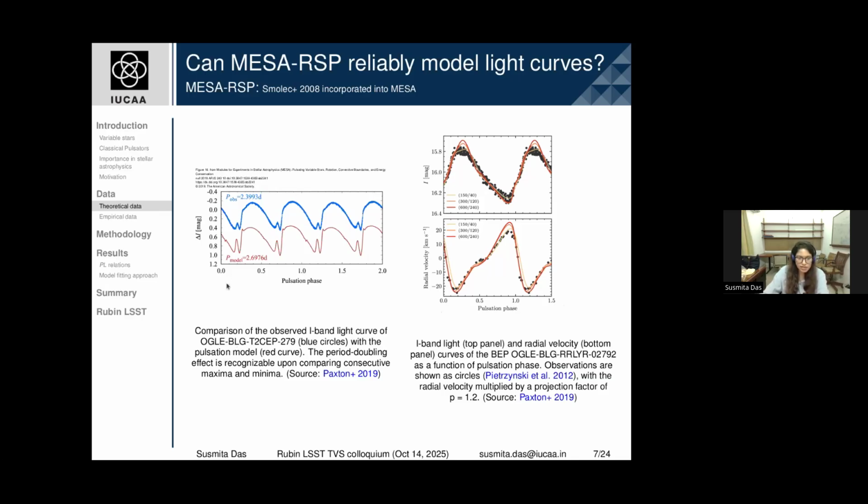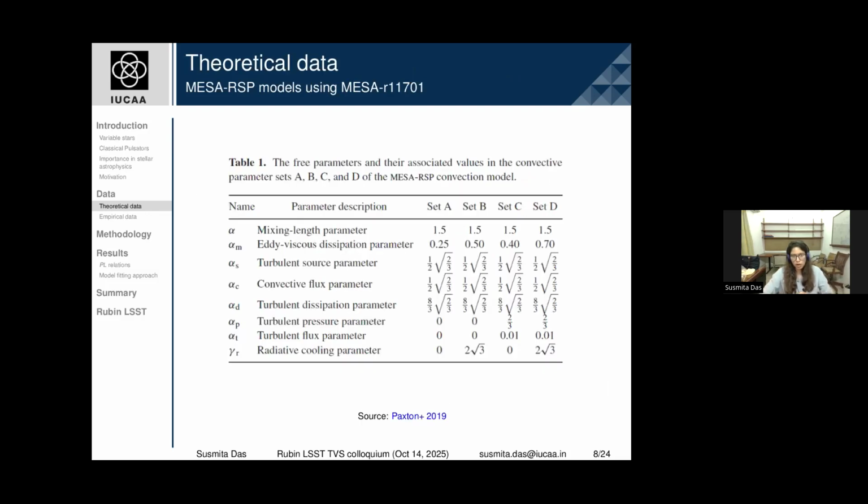Next, we see a type 2 Cepheid in the bulge. And once again, the blue is the observed and the red is the model. The model seems to do quite a good job, even while trying to capture the bump structure at the right phase location. So now with this, we proceed with our computation.